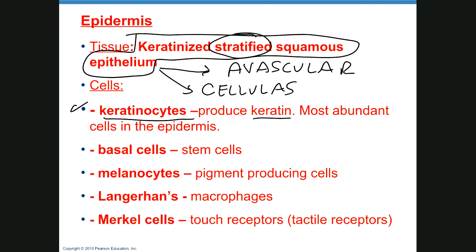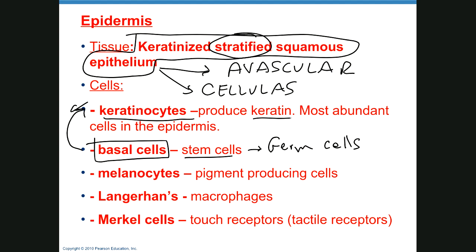At the bottom layer of the epidermis, there's a population of cells called the basal cells. Basal cells are stem cells, also called germ cells. These are very, very young cells that are constantly replicating. As they replicate, the older daughter cells are pushed to the surface. And so the daughters of the basal cells are the keratinocytes.